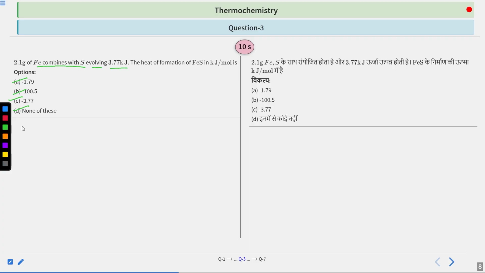How will we solve it? For that you should remember what the heat of formation is. Heat of formation is the amount of heat released when the compound is formed from its constituent elements in the standard state. If you remember this definition, then you can easily find your answer. Now you have 10 seconds to solve this question. Your time starts now.